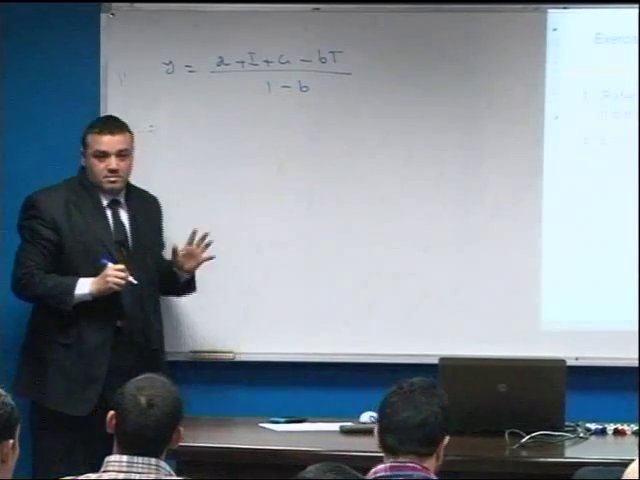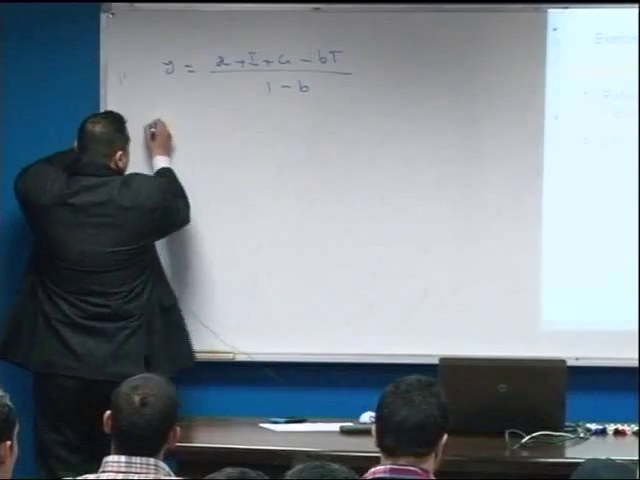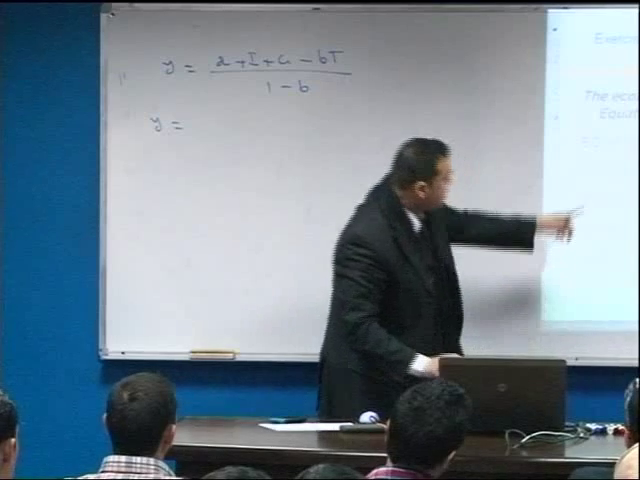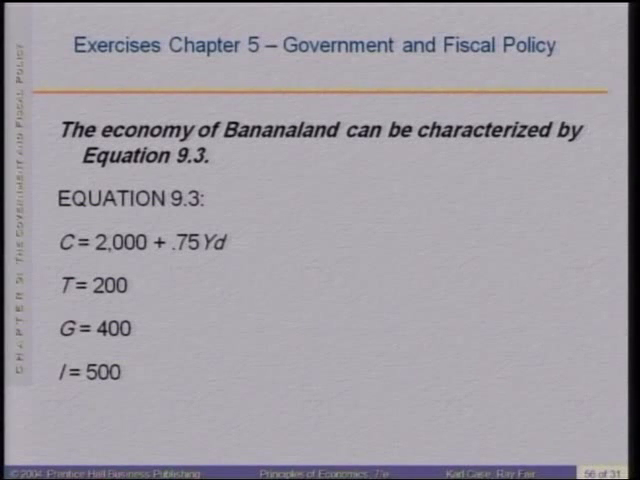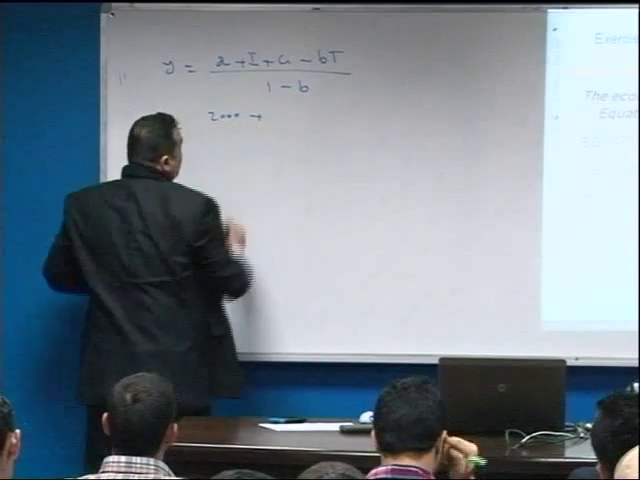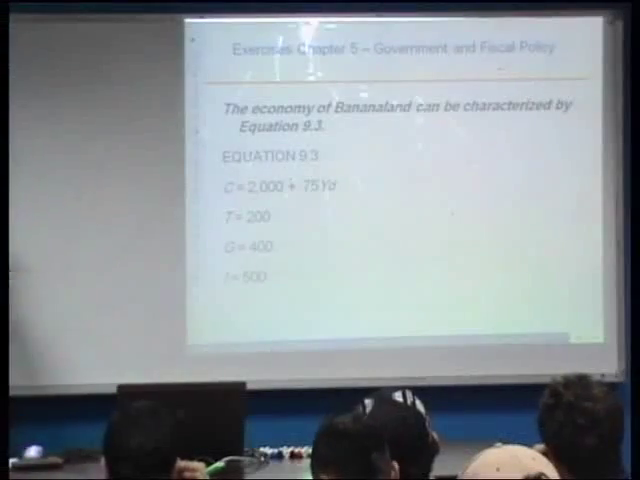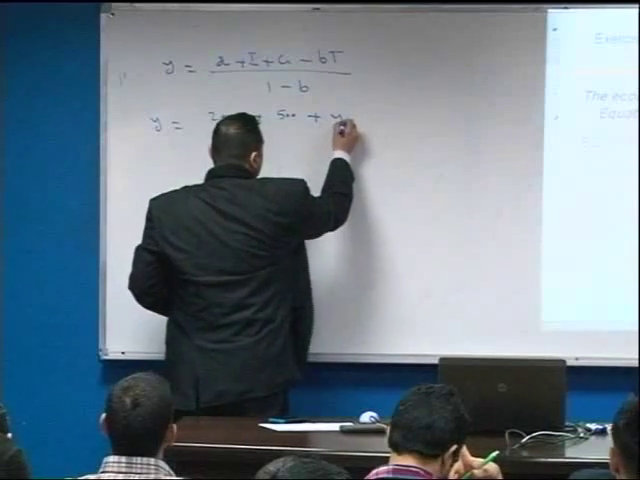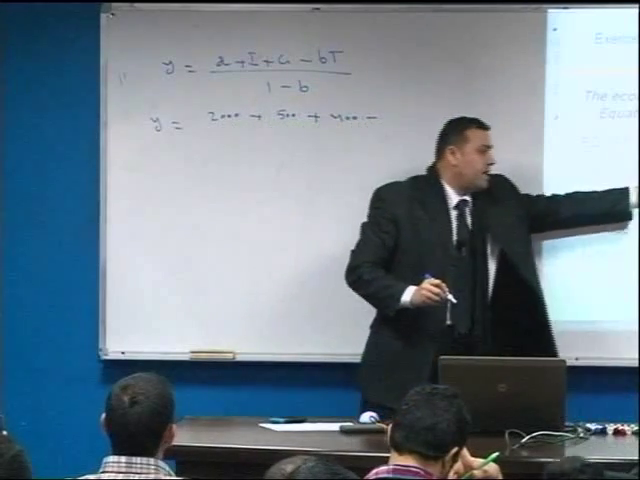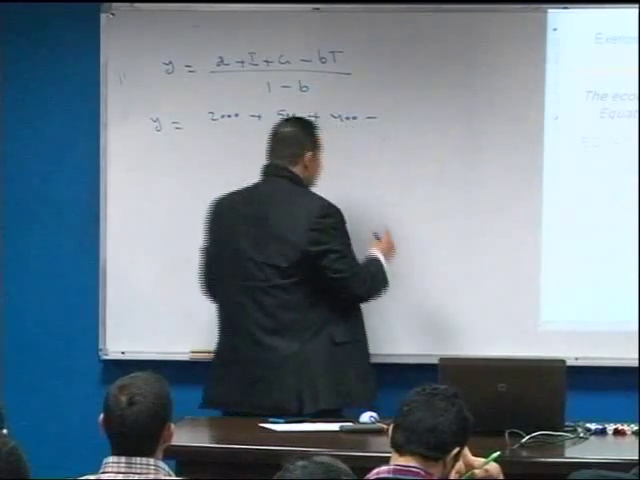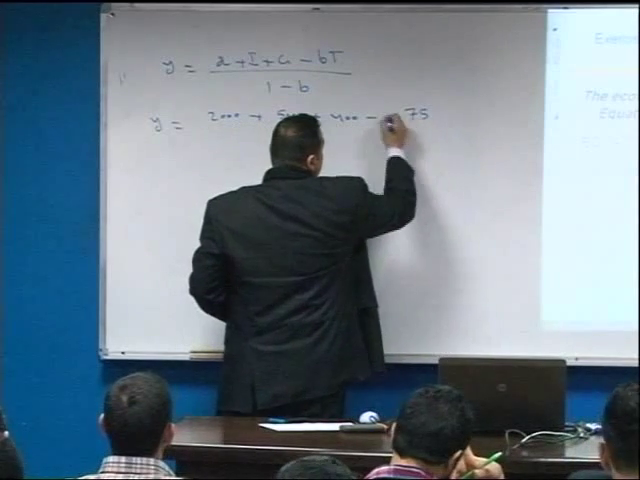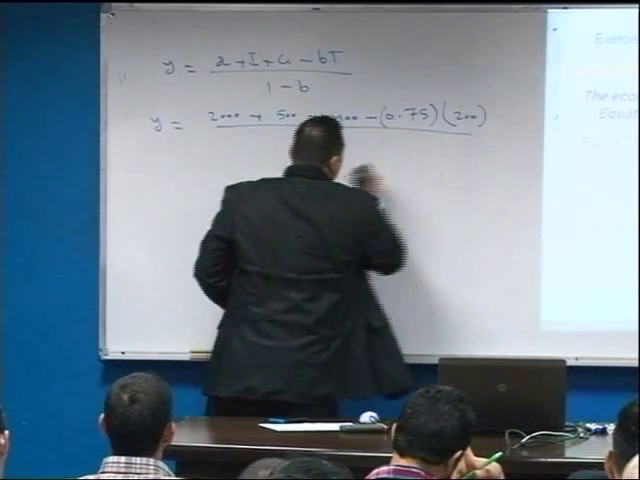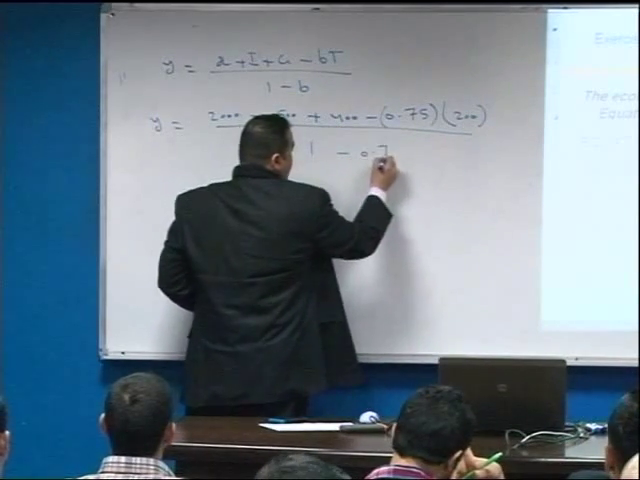Right? Direct. So Y equals, A in the formula, 2000. As you see, this is A. So 2000 plus I, 500, plus the government spending 400, minus beta T. Beta is the MBC 0.75, times the taxes 200, over 1 minus B, 0.75.